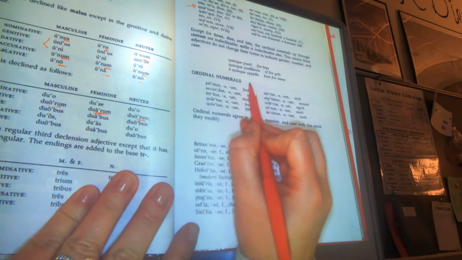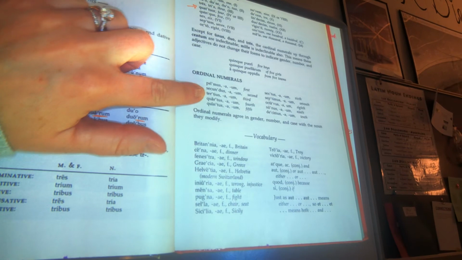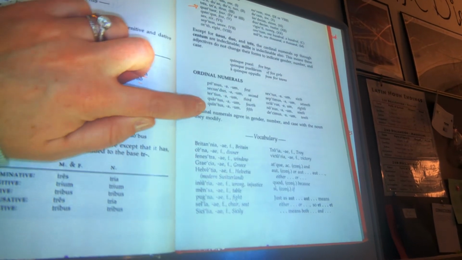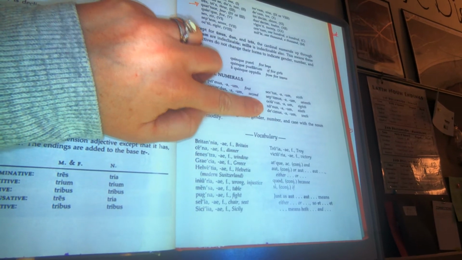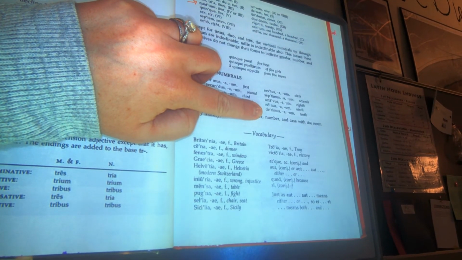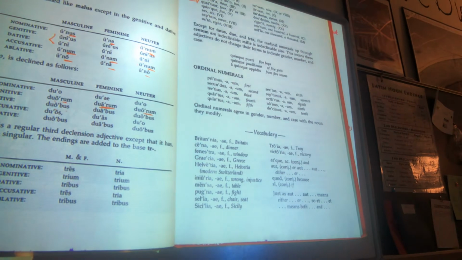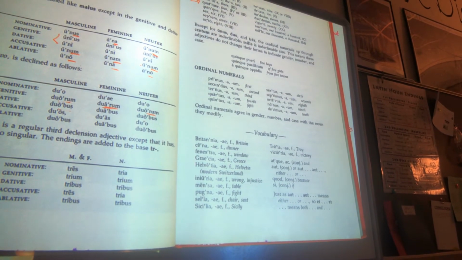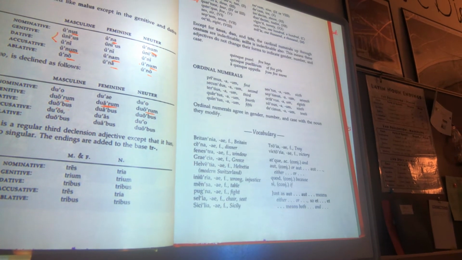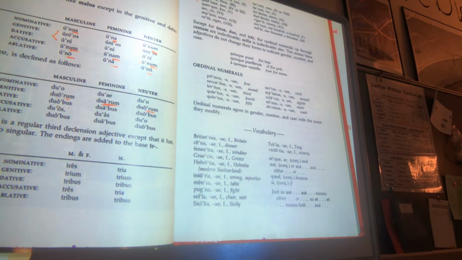Etc. And in your book, you're going to see your ordinal numbers: primus, secundus, tertius, quartus, quintus, sextus, septimus, octavus, nonus, and decimus. So those are all new vocabulary words, and we're going to try to remember that those just decline like normal first and second declension adjectives.